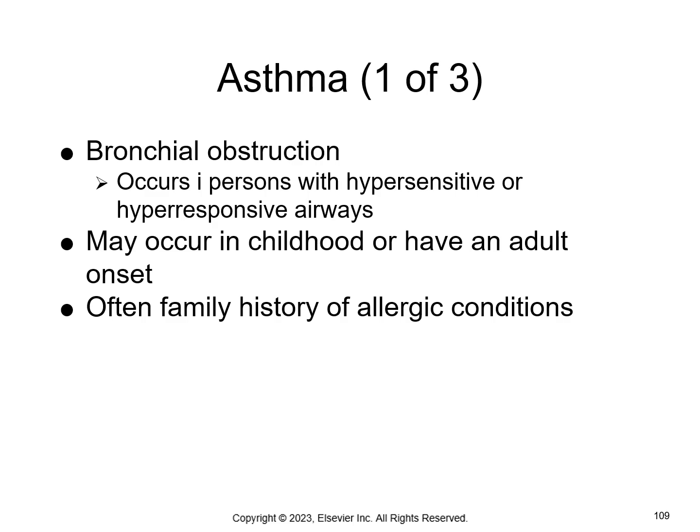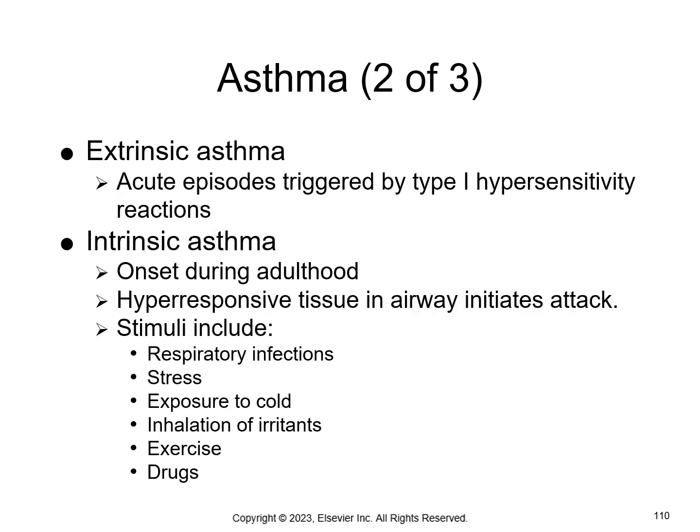All right, next up is asthma. We have bronchial obstruction. It occurs in people with hypersensitivity or hyperresponsive airways. It may occur in childhood or have an adult onset, and often there's a family history of allergic conditions. There are two types: extrinsic asthma and intrinsic asthma. You need to know the difference.